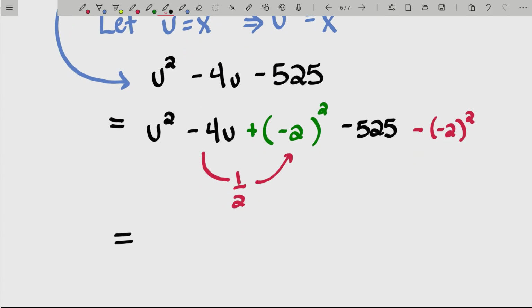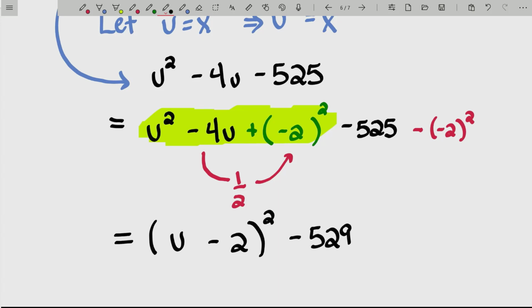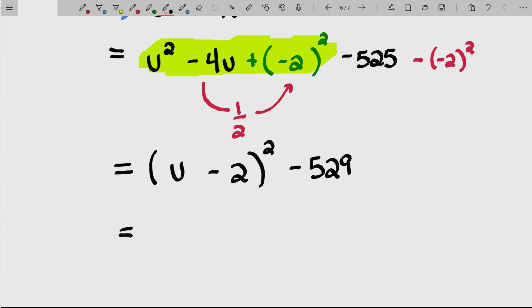And so, using completing the square, we find that this trinomial, let me highlight the trinomial that I'm talking about, this trinomial right here, will factor to u minus 2 quantity squared. And then we have a minus 525 minus another 4, or in other words, minus 529. Now, if you don't notice it, that's a square right here, u minus 2 being squared. And you might hope that 529 is also a perfect square, and it is. It's actually the same thing as 23 being squared. So this is u minus 2 quantity squared minus 23 quantity squared.